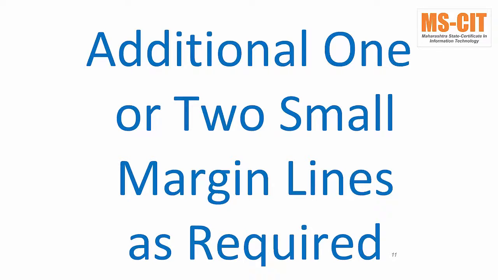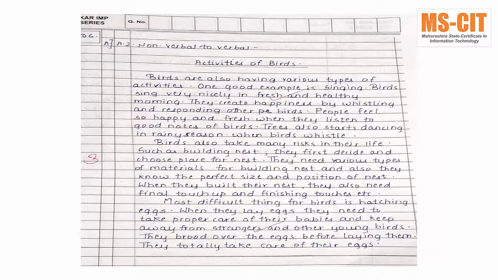But as required, on the left hand side, you can draw one or two additional margin lines, especially for SST and science. You need two additional small margin lines. And in that second small margin, you will write the point number, because in SST and science, we normally write all answers in points. So point number 1, point number 2, point number 3; for writing those point numbers, an additional margin line is required.